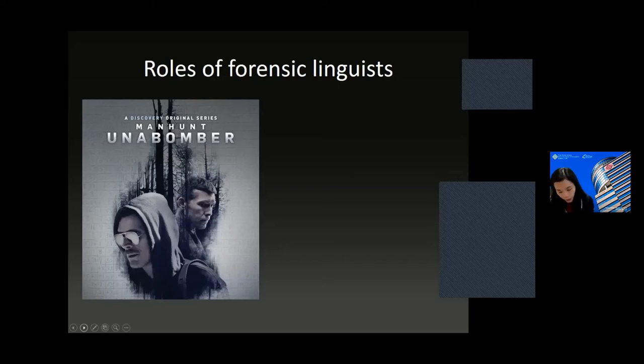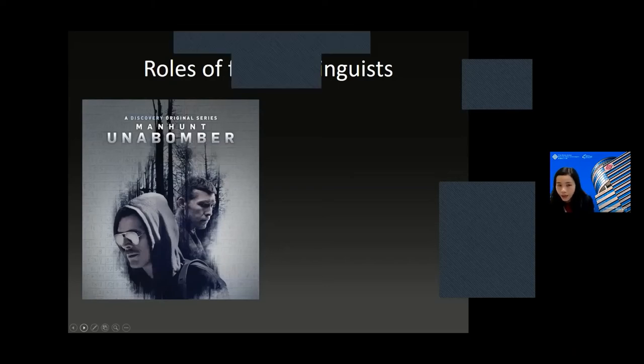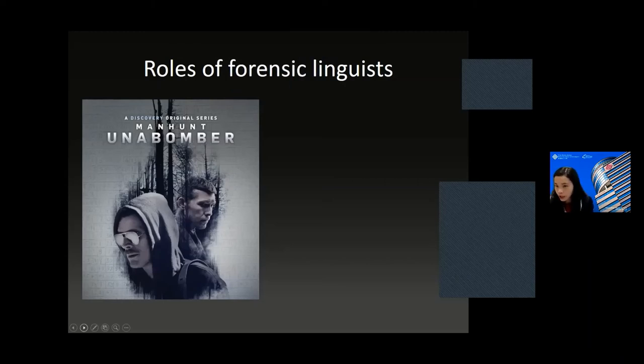So he explained his ideas, and then what happened was that there were linguistic experts who were involved in the investigation, and also people who tried to understand what he wrote in the manifesto, in that long document. And then eventually, from what he wrote, they found out who the Unabomber actually was. So that's an example of how forensic linguists can make use of their expertise and knowledge in crime solving.